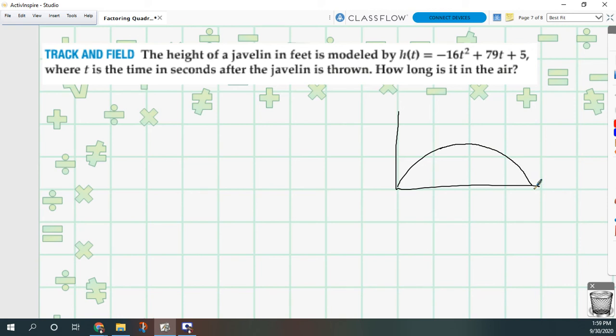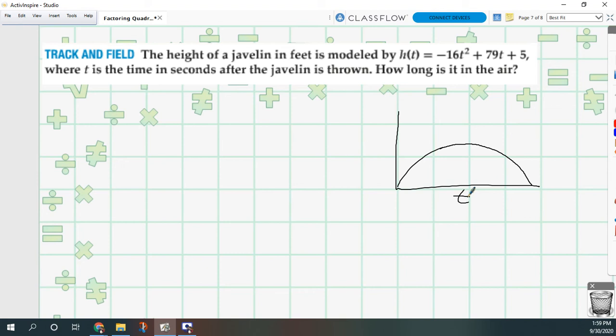And so we create a parabola-like shape, which should fairly remind us of the parabolas that we have from our quadratic graphs. And so what we're going to do is we're looking for time. And so hopefully we remember from our other science classes that time is going to be our independent variable.